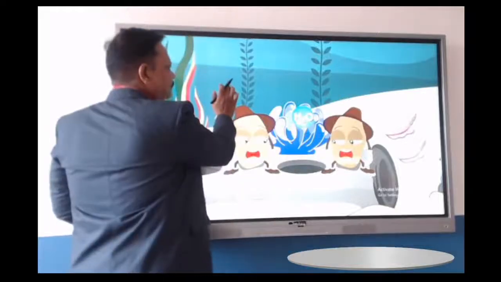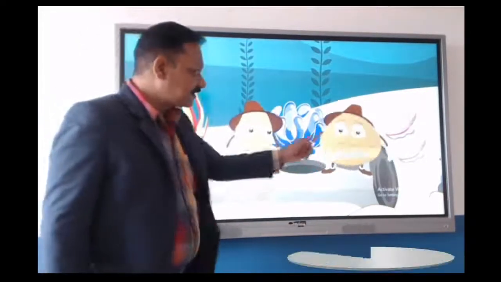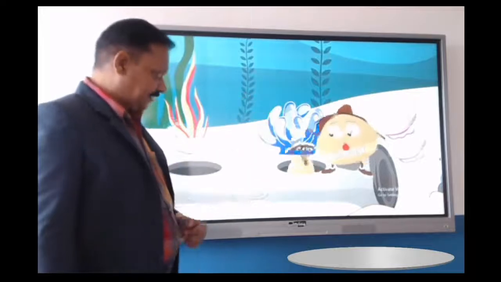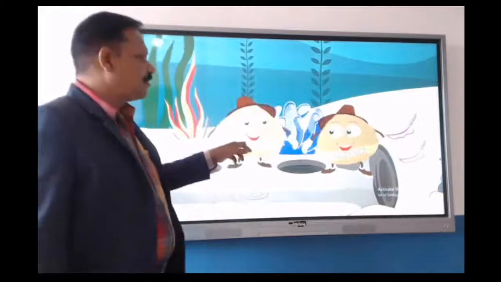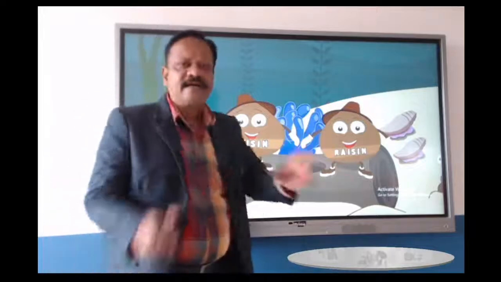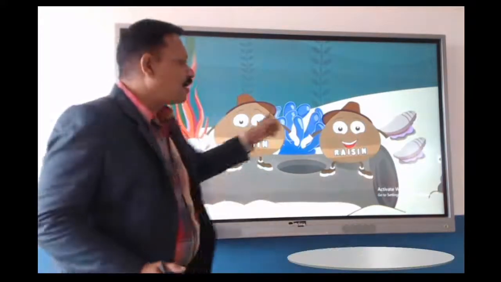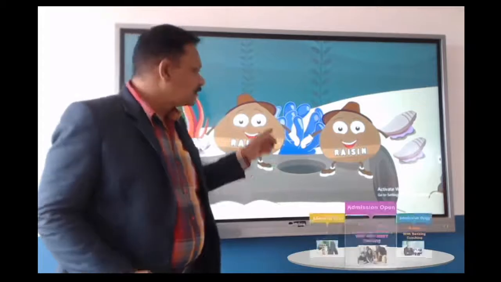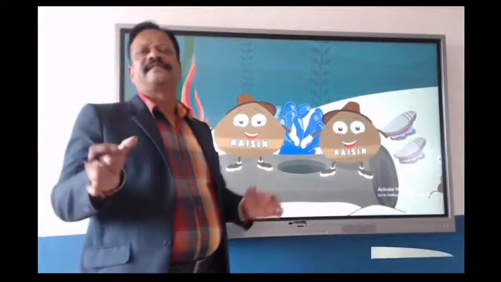Now see, it has taken the water inside. It is sucking water, so the volume is increasing. Now see, the volume has increased. Earlier the grapes were dry, so they were wrinkled. Now look, its volume increases, because after absorbing enough water inside, the volume of that particular raisin increased.